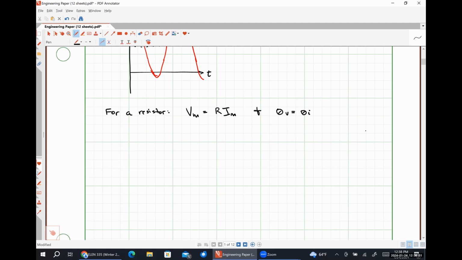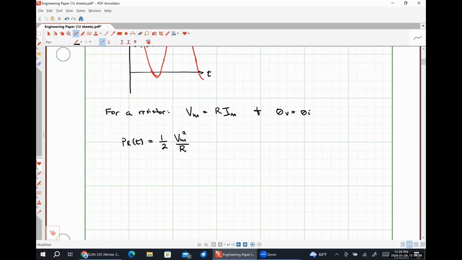So using these pieces of information, the instantaneous power absorbed by a resistor is going to look like 1/2 times the magnitude of the voltage. Let's put everything in terms of the voltage first. So we're going to have Vm, and now I'm going to express Im in terms of Vm. So Im is equal to Vm divided by R. So we have Vm times Vm over R. So that's going to look like Vm squared divided by R.